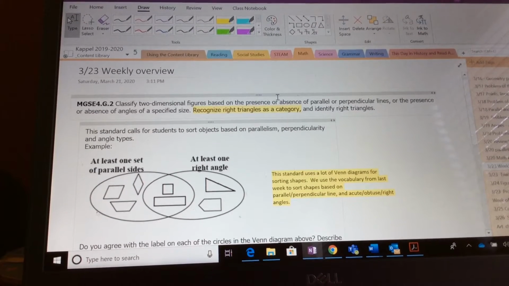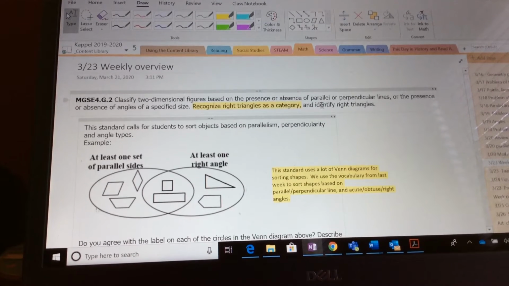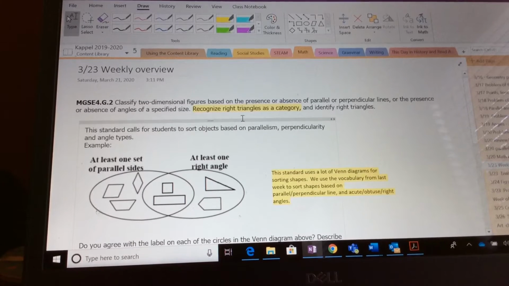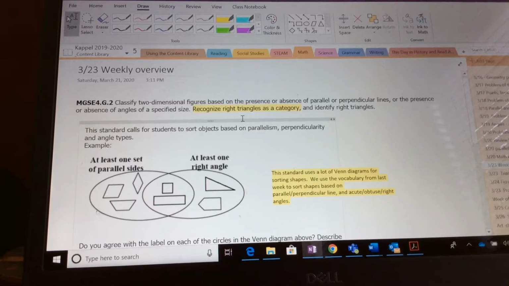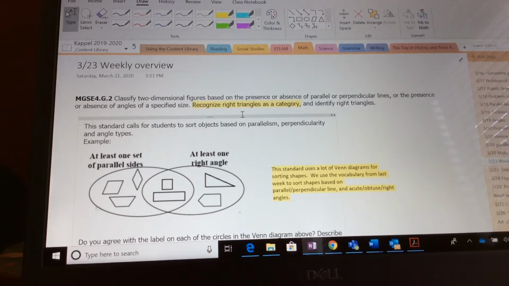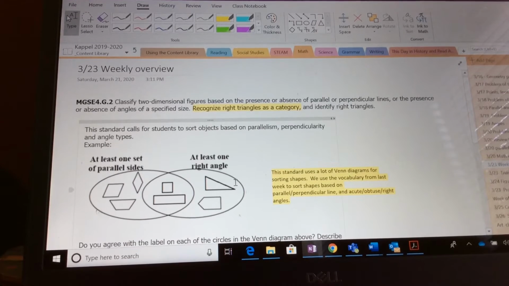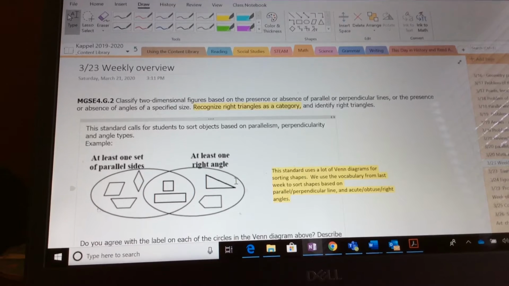That means whether or not they've got parallel lines or perpendicular lines, what kind of angles they have. And we're going to look at right angles as a category and identify right triangles. And down below here, I took this from the teacher page, but I put it on here just to give you an example of a lot of things that this standard does.